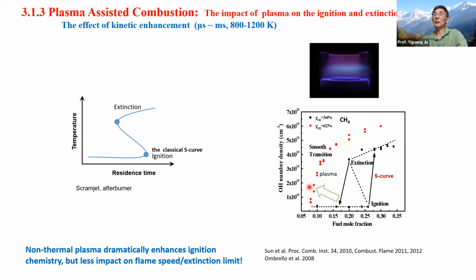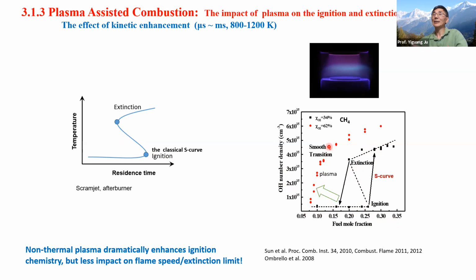So this is an experiment done by Wenting when he was at Princeton. Yesterday we already introduced that we show the OH number density as a function of fuel mole fraction. As you increase the fuel concentration, that means you increase fuel reactivity, ignition will happen and become a flame, and if you reduce fuel concentration, extinction will happen. So this is a typical S curve, just like shown here.